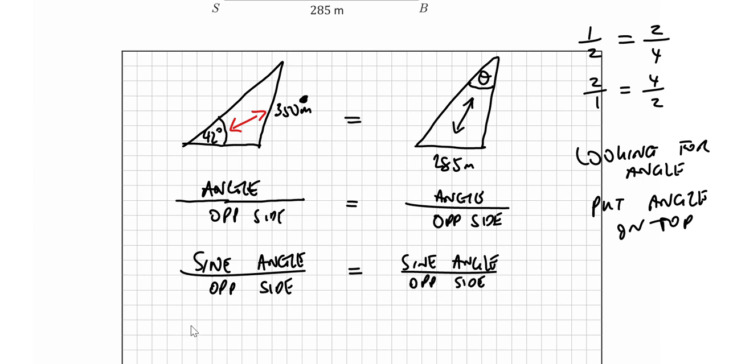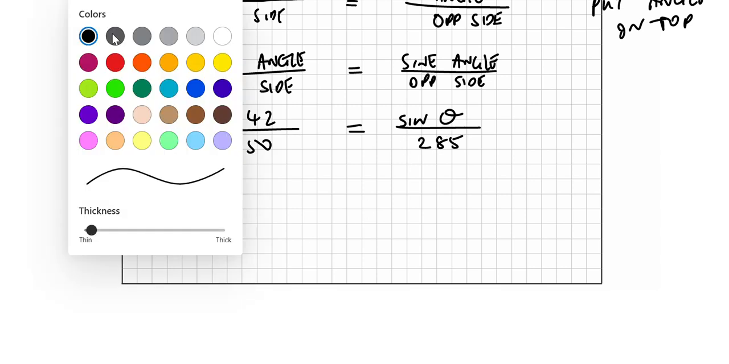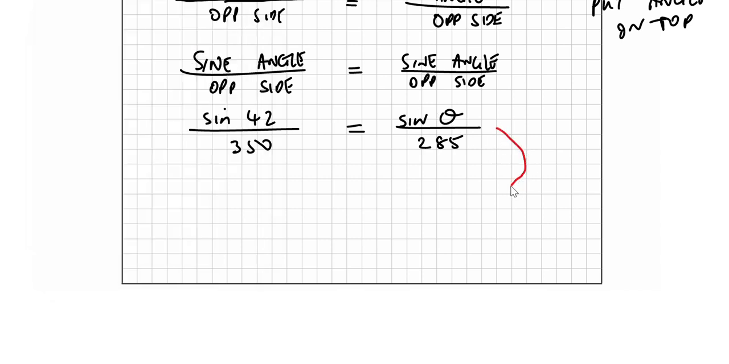So start filling in. Sine of the angle 42 over the opposite side, which is 350, is equal to sine of the angle, and that's the angle we don't know. So the unknown is on top here. This is what makes it much easier to work out. So what we do next is, we've got a fraction over here. We want to kill that fraction so we can just isolate the sine of the angle. So I'm going to multiply by its denominator, 285. If I do that, I will be left with the sine of the angle.